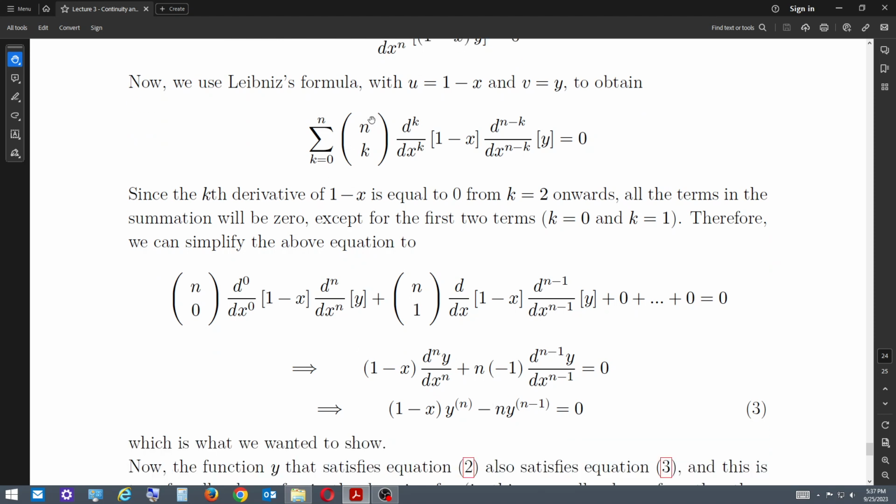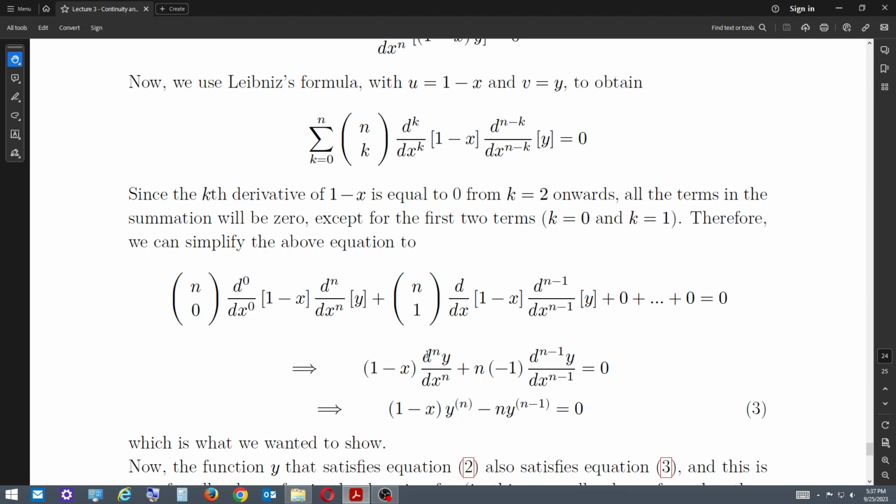When k is 0, we know the coefficient is 1. This is just going to become u, which is 1 minus x. And this is the highest derivative possible, which is the nth derivative of y. The second term, we know the coefficient is n. When we differentiate this, we get minus 1, and this will be 1 fewer than the number of times we differentiated. So it's the n minus 1 derivative.